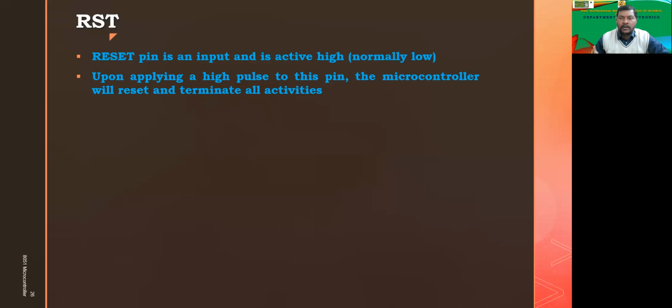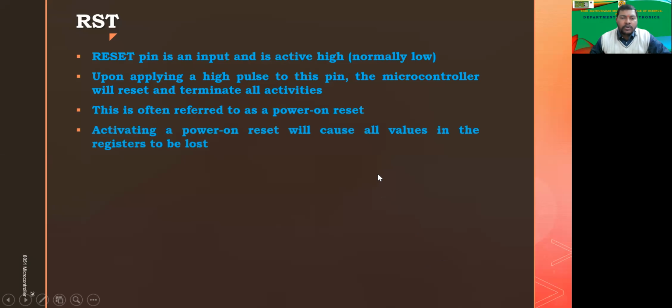I have shown you in the kit that it has a switch which is connected to the positive supply. As soon as we press that push-to-on switch, all the programs or all the data in the microcontroller will be reset. So it will reset all its data and then it will start again. This is often referred to as a power on reset. So it is actually as good as a power on reset.